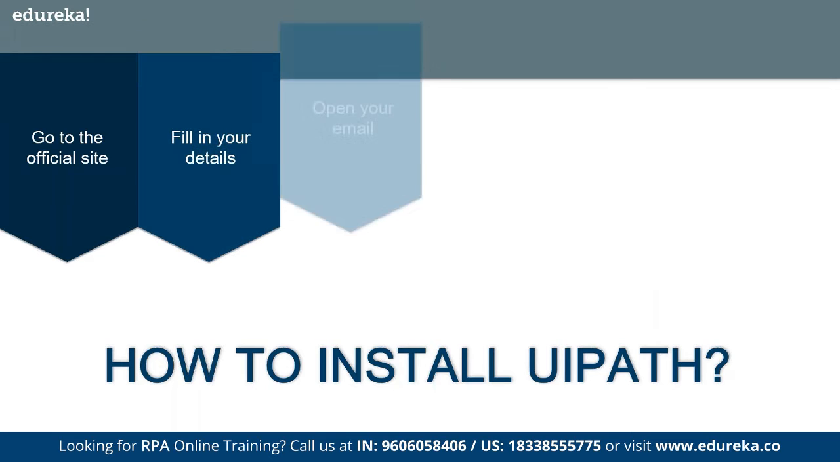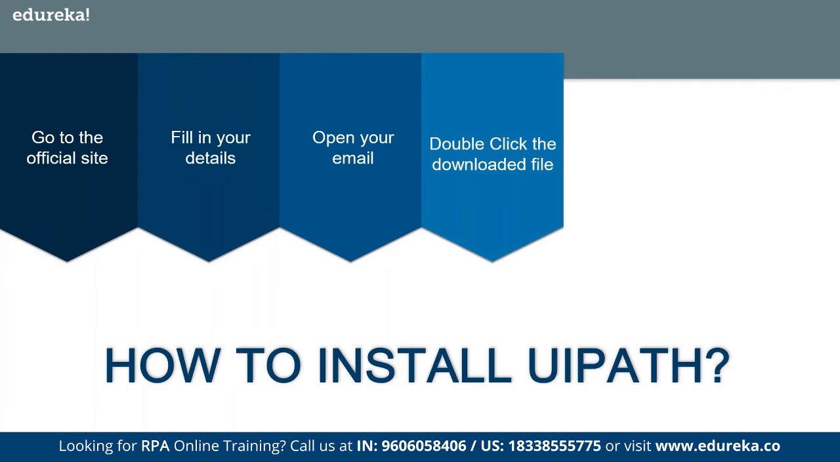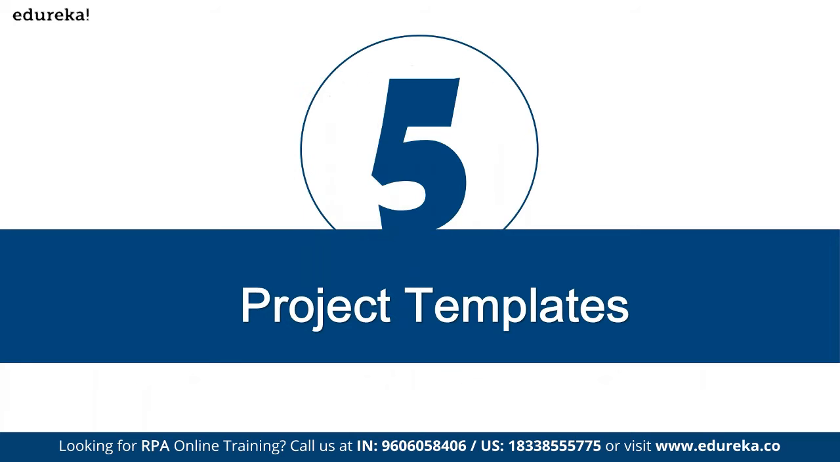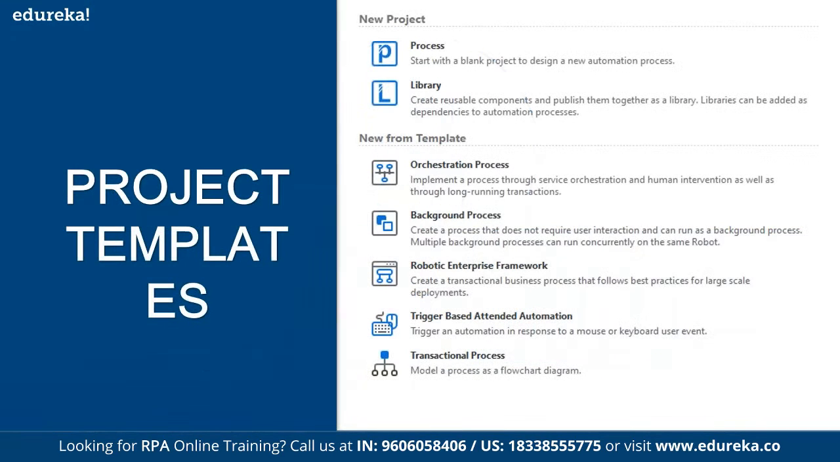Right, so we have looked into how to install UiPath. That is, go to the official site, fill in your details, open your email, download the link. Okay, double click on the downloaded file that we have looked into. Setup will initialize, enter your email address. That's it. Okay, and these are the different project templates that we have just seen in that user interface. We have process, library, all those things.